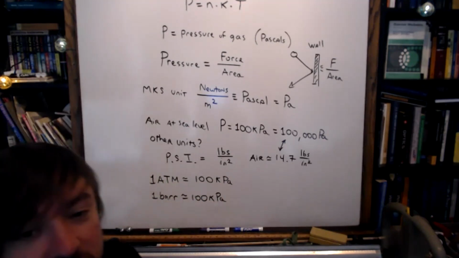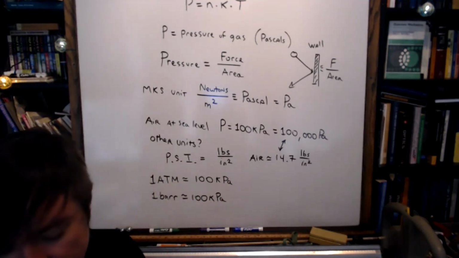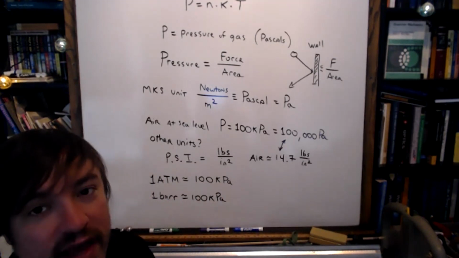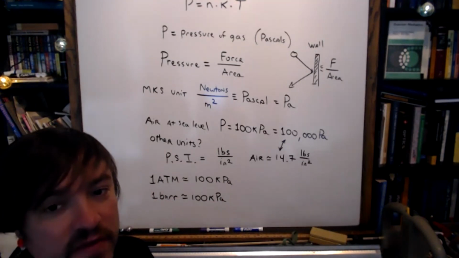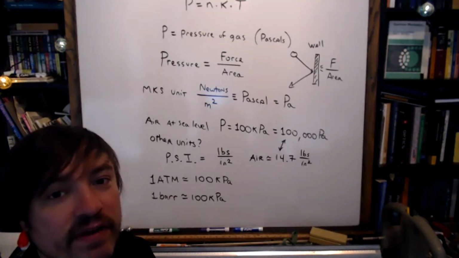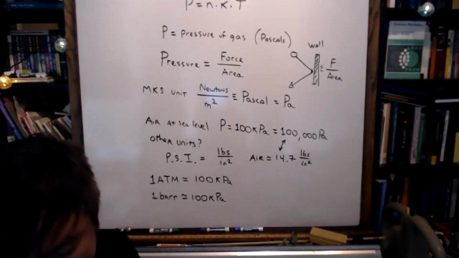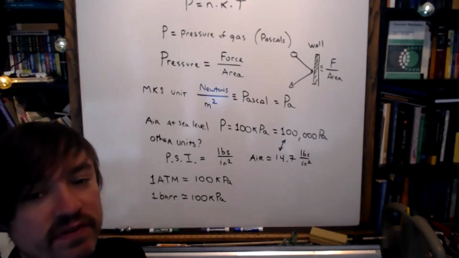Why bars and atmospheres are slightly different is a long and unnecessary story, but usually if you watch the weather forecast, they use bars. If you talk to a planetary scientist, they use atmospheres. If you talk to a grease monkey mechanic, they'll use PSI. And if you talk to your professor in physics class, they use Pascals. Okay, that's how this game is played. Depending on your profession, you're going to use different sorts of units.